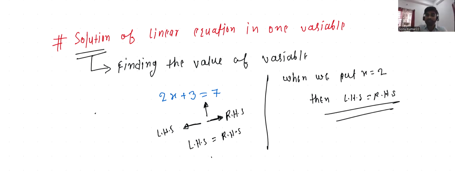We know that x = 2 is the right answer of this question. So how we can find it with the help of the transposition method and the balancing method, we are going to discuss one by one in these sessions. So let me change the slide.